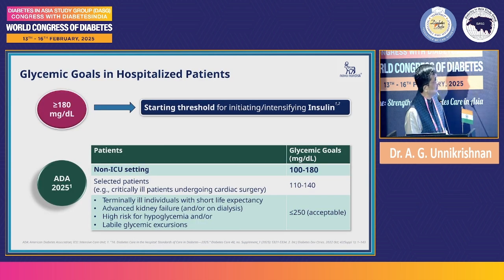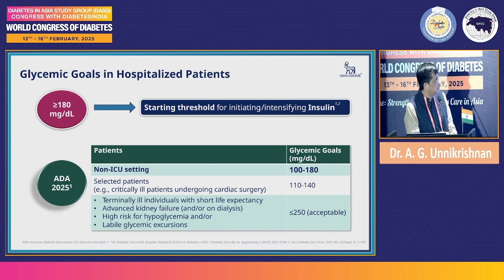When to start insulin? I think the most important number to remember is if the blood glucose level is more than 180, you need to start insulin for your patient. What is the range at which we should keep the blood glucose levels in non-critical settings? Well, the range is 100 to 180. Some people would say 70 to 180, but 100 to 180 is a reasonable range.